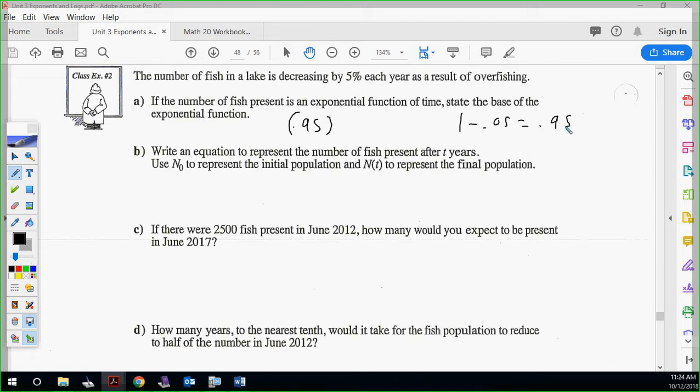Write an equation to represent the number of fish after t years. So then we're going to have number of fish. We don't know how many we started with, so we use N naught for how many we started with. It'd be N naught times 0.95 to the t.